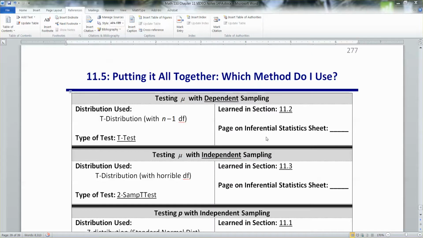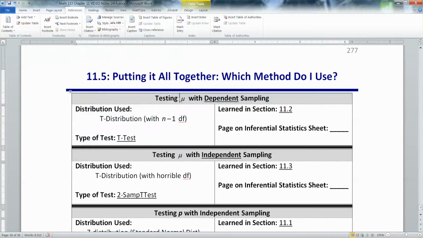For the last section of chapter 11.5, we just kind of want to put it all together, everything that we've done so far. You'll notice, by the way, that we skipped section 11.4. That's because it's much trickier and it introduces a whole new distribution called the F distribution that we just don't want to deal with. So, all right, let's talk about section 11.2.